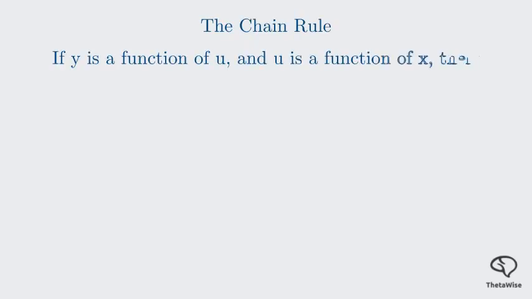Now let's explore the chain rule itself. It gives us a formula for finding the derivative of these composite functions. The rule states that if y is a function of u, and u is in turn a function of x, then the derivative of y with respect to x, dy/dx, is equal to the derivative of y with respect to u, dy/du, multiplied by the derivative of u with respect to x, du/dx.